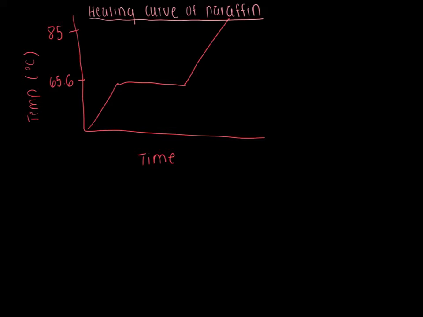We know that when the slope is flat, the temperature is remaining constant, and we can use the equation Q equals n delta H. When the paraffin is not undergoing a phase transition, the equation to use is Q equals mC delta T. In this problem, we're looking from 65.6 degrees Celsius to 85 degrees Celsius. So we're just looking at this flat part and then this sloped part right here.